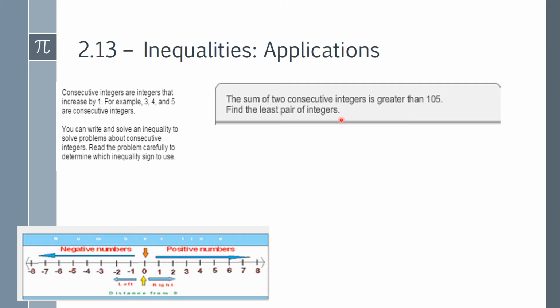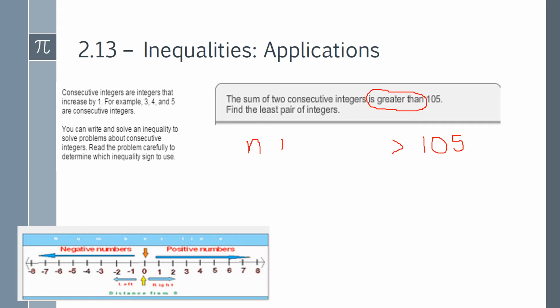So the question here is the sum of two consecutive integers is greater than 105. So let's interpret some of this. First of all, they've helped us out by just giving us is greater than. So it's just the is greater than sign. The right side is 105. Now we need a way to represent two integers. So a nice way to represent an integer is n. Okay, just a variable, a whole number.